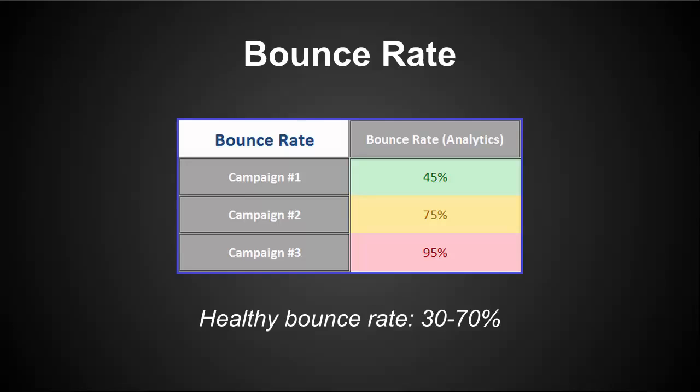So in these 3 examples here, campaign number 1, 2, and 3, you can see that ones with a lower bounce rate would be considered to be healthier campaigns. It doesn't necessarily mean that a campaign with a 95% bounce rate is always going to be more successful than a campaign with a 45% bounce rate. But if you are comparing 2 search campaigns and all other variables are equal, then I would definitely go with the campaign that has a lower bounce rate because you know that people are more inclined to spend more time on the site.